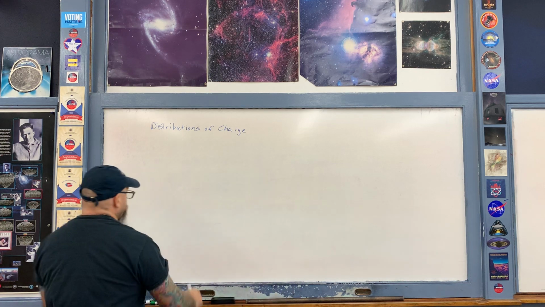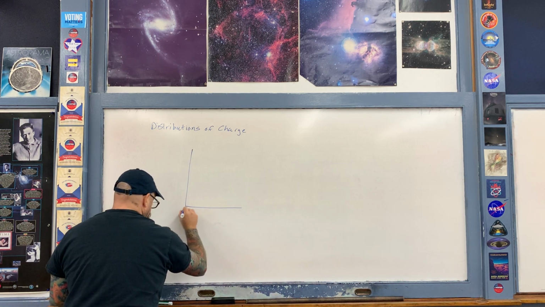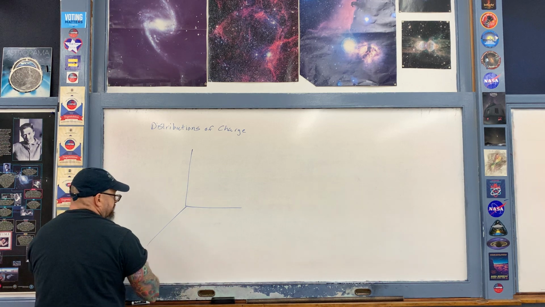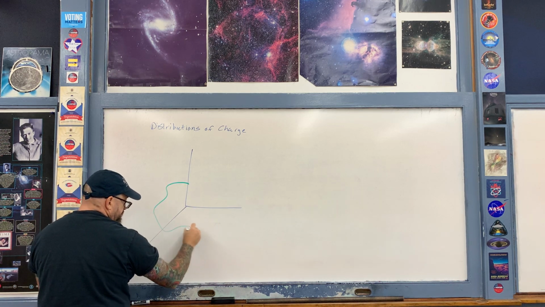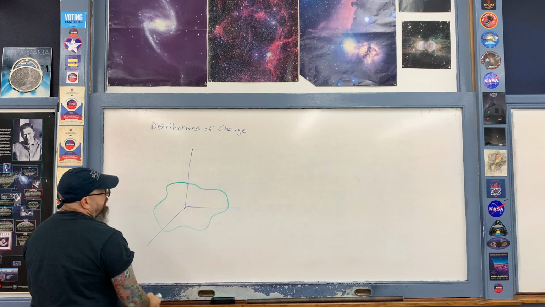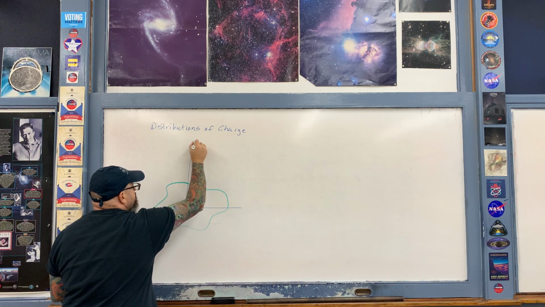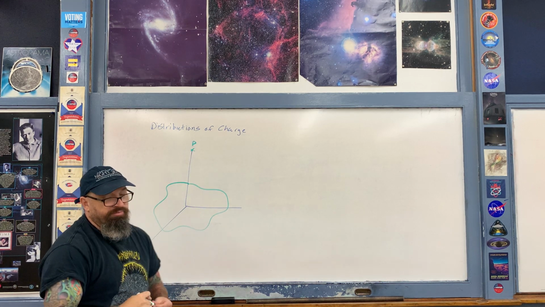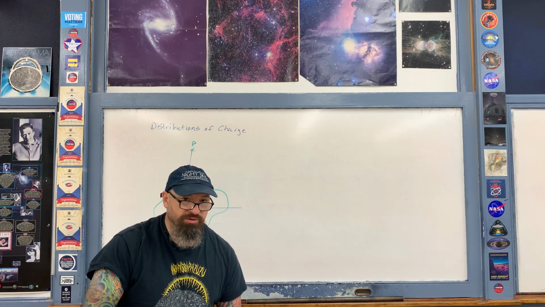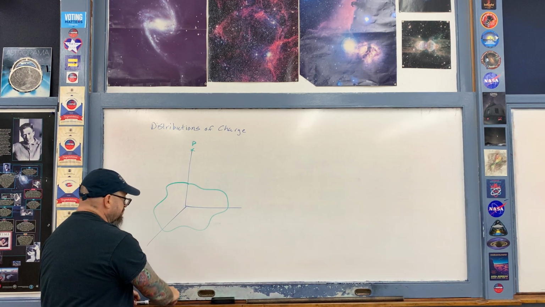So let's say, for example, that I just start with three-dimensional space like so, and then I have some object, a distribution of charge, for example, like this. Okay, and then right here on the diagram we'll say is our point P, and we want to find the electric field at point P due to this green distribution of charge. Here's then how we go about setting this up.